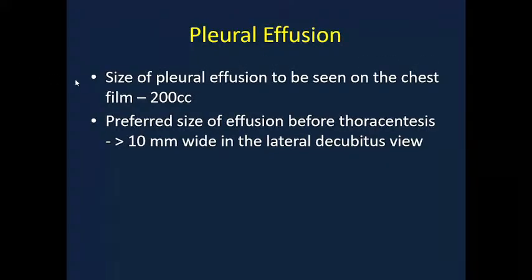So as we've seen, the minimal amount of fluid that can be seen on chest film is 200 ml. And if you want to do thoracentesis, you need a margin of at least 1 centimeter or 10 millimeters on the lateral decubitus view.